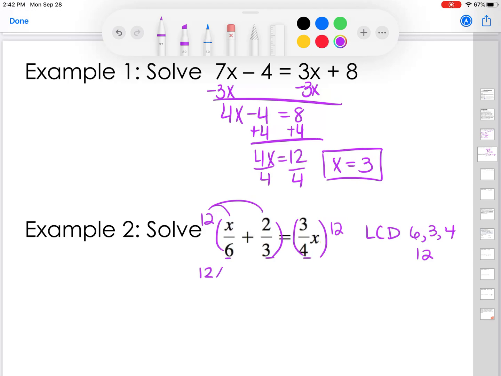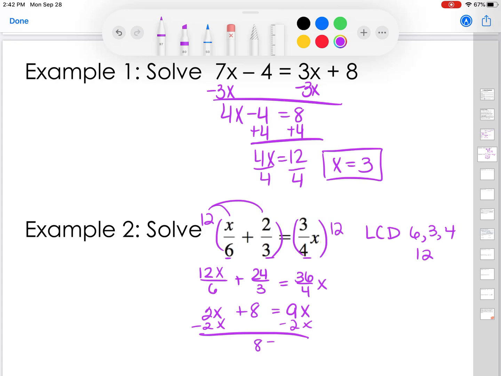Technically, what I'm getting is 12x over 6 plus 24 over 3 equals 36 over 4x. But I don't even need to write that step out. When I do this multiplication, I should see that's going to give me 2x plus 8 is equal to 9x. And then I don't have any fractions to deal with. I'll subtract the 2x. So I'm going to get that 8 is equal to 7x.